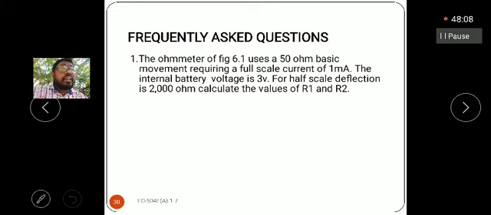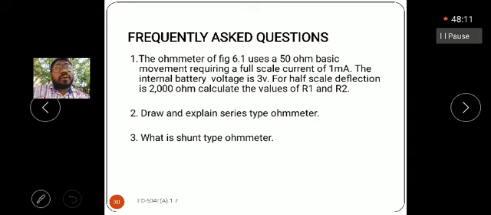In this topic there may be a possibility of asking frequently asked questions, like one problem: the ohmmeter of the figure uses a 50 ohm basic movement requiring a full scale current of 1 milliamp. Previously I explained the resistance is 5 ohms and the full scale deflection is 5 milliamps. Here they are changing to a 50 ohm basic movement requiring a full scale current of 1 milliamp.